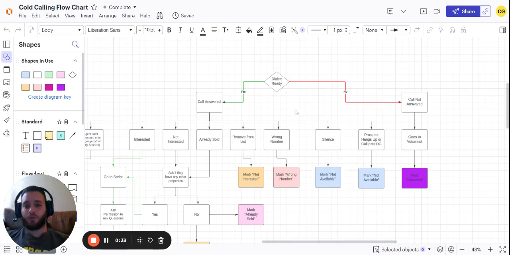Okay, so let's start with the easy one, the dead end. You press your dial, you press the dialer, it's on ready, it's calling. There's no answer, call not answered. It goes to voicemail. Those are usually the ones that aren't answered, they'll go to voicemail, and you go ahead and mark them as voicemail. The other ones that are kind of like no answer, call answered, they go here. Prospect hangs up, right after you ask them if they're the person, and they hang up immediately.